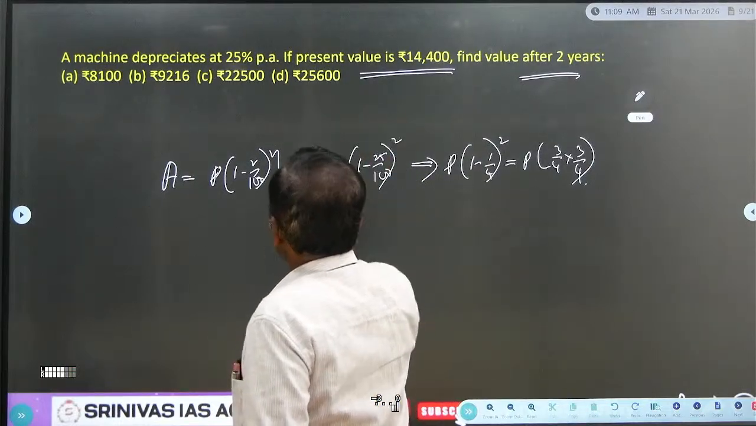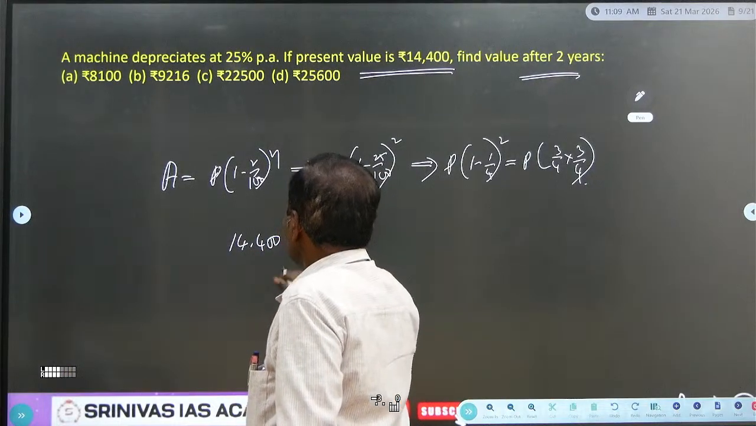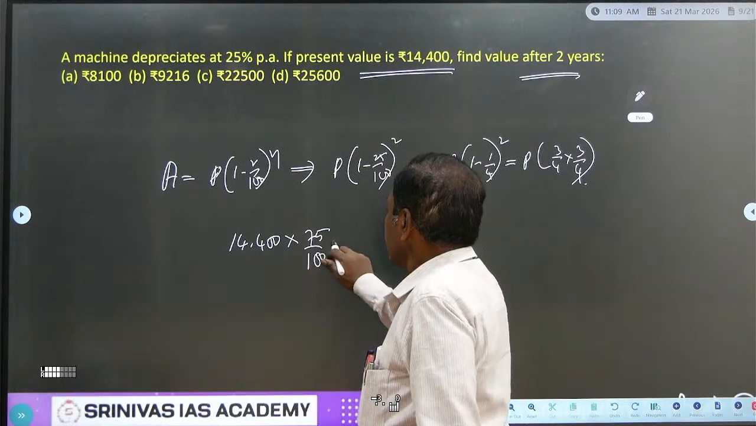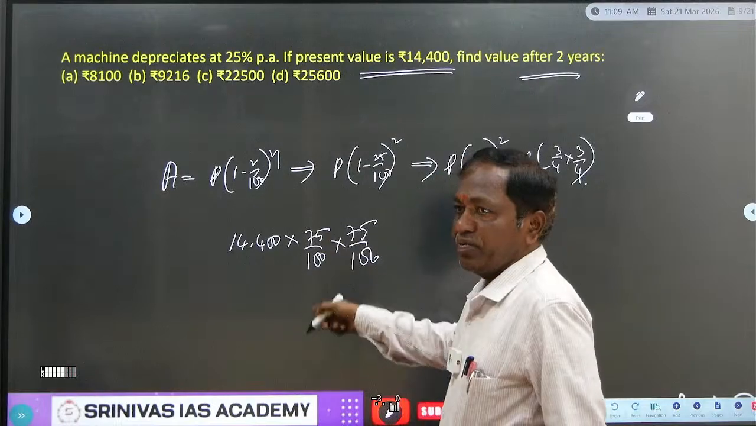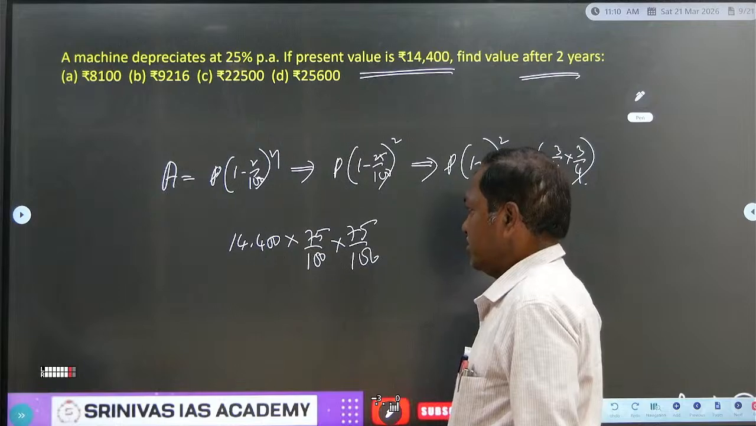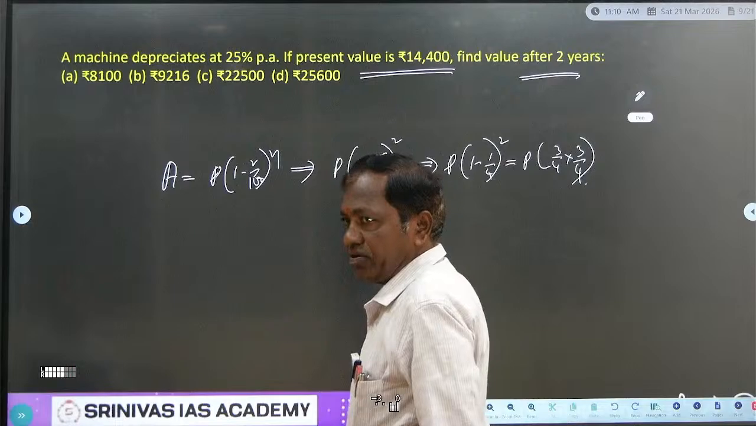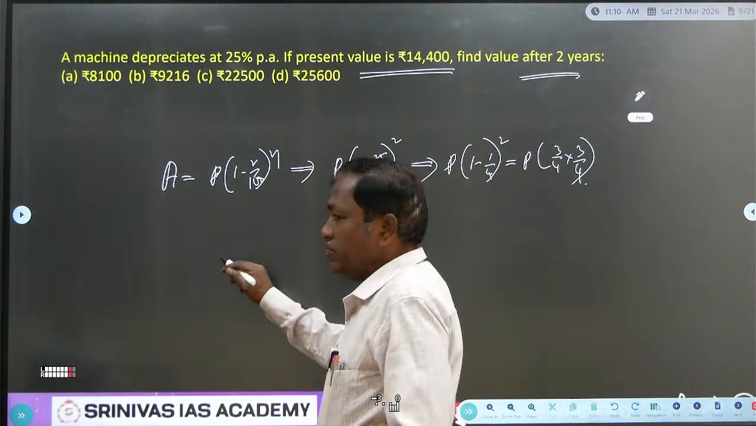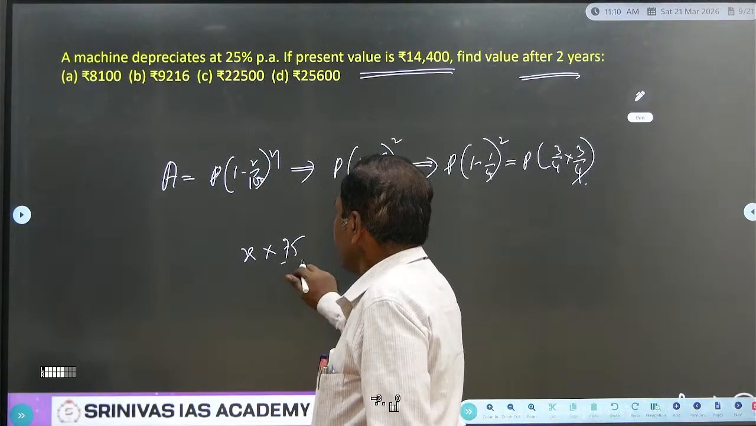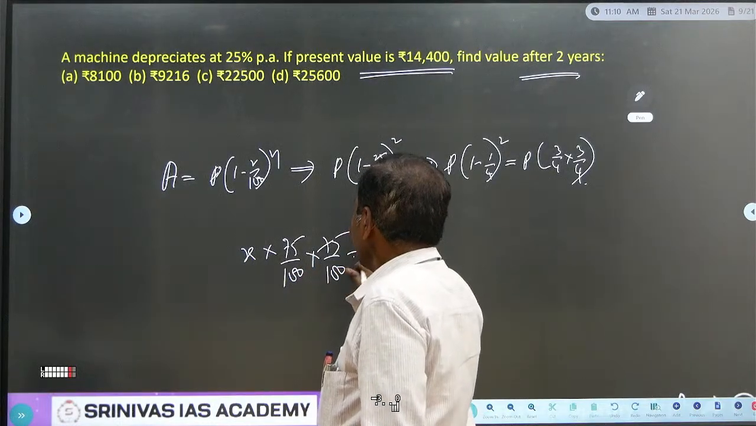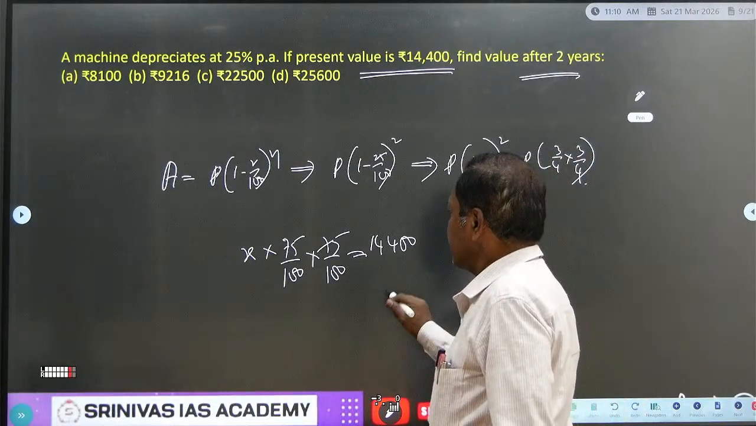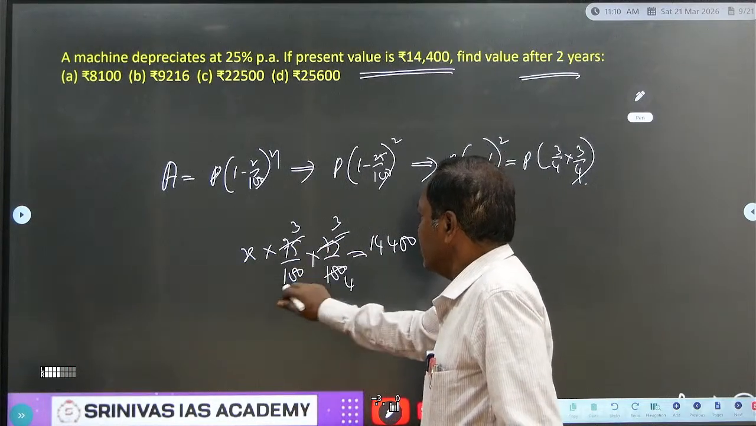Machine depreciates, present value is what? 14,400 into what is the depreciation value? 25%. 100 minus 25 is 75%. Yes. First year this, another year this one. Even you get 3 by 4, 3 by 4. We have written 3 by 4. X into applicable, sir. Present value is 14,400. Yes. No problem. We are going the reverse way. If we do the straightforward, we put it like this X. 75 by 100 into 75 by 100 equals to what is given. Now we can also do it straight like that. 75 is 3 by 4, this is also 3 by 4.